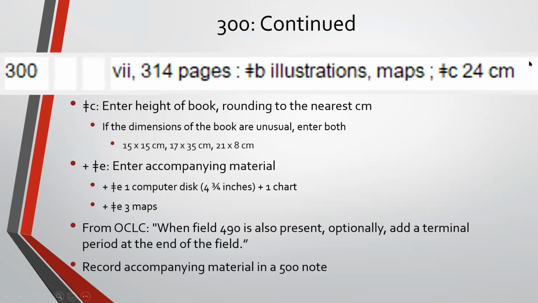All right, your 300 continued. Subfield C, you're going to want to enter the height of your book, rounding up to the nearest centimeter. If dimensions are unusual, you can enter both height and width. So things that are perfectly square or are unusually long in one direction or another. And you can also enter a plus sign and subfield E for additional accompanying material. So if there's a computer disk, a CD or a DVD with it, or maps that you can take out and fold out, anything like that.